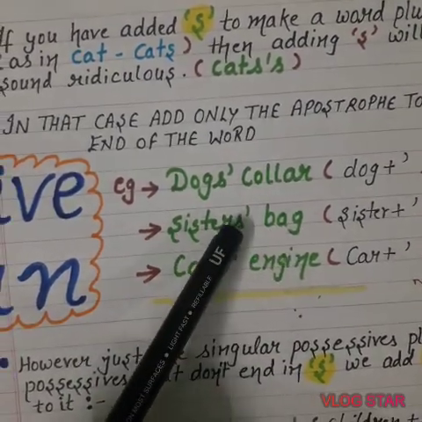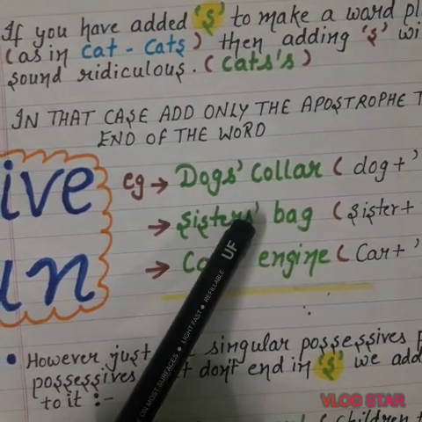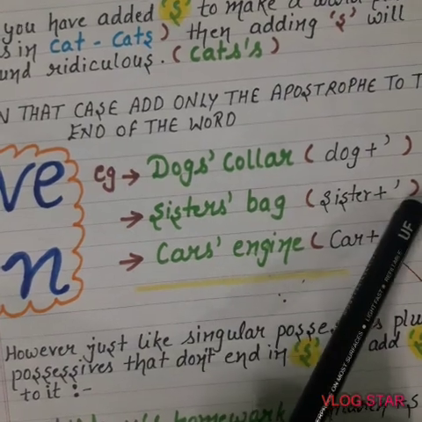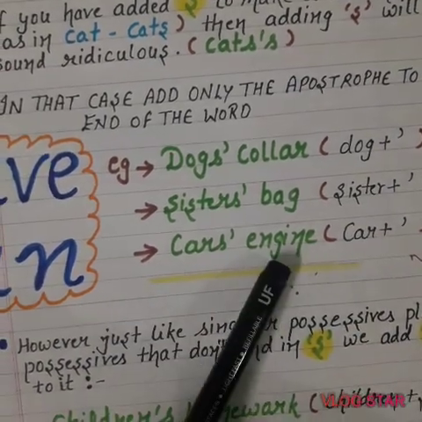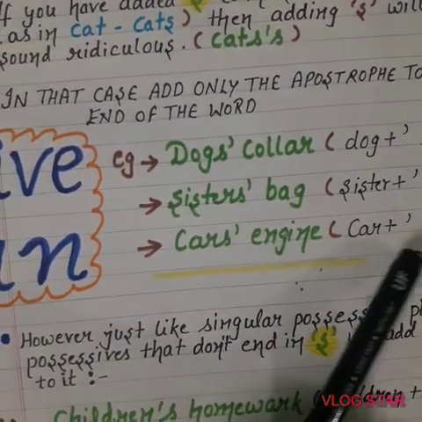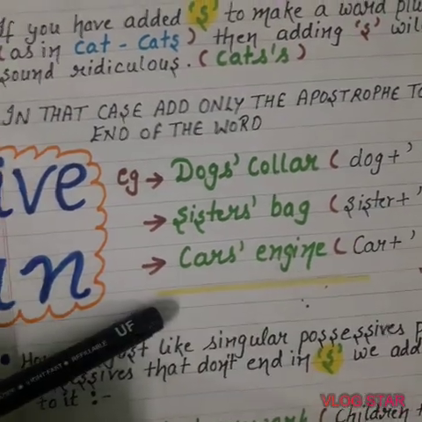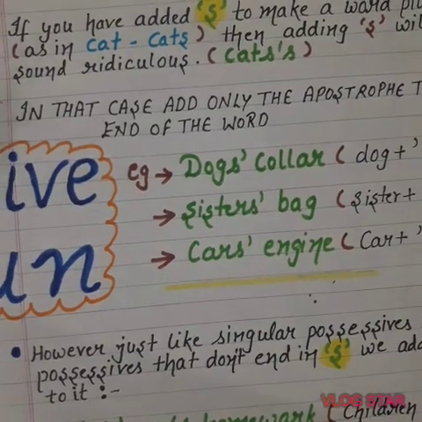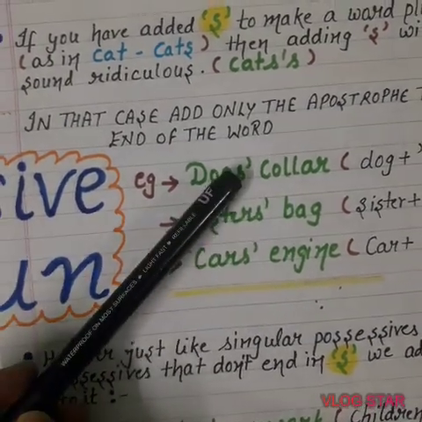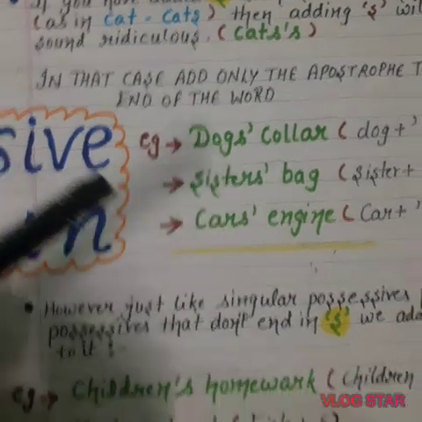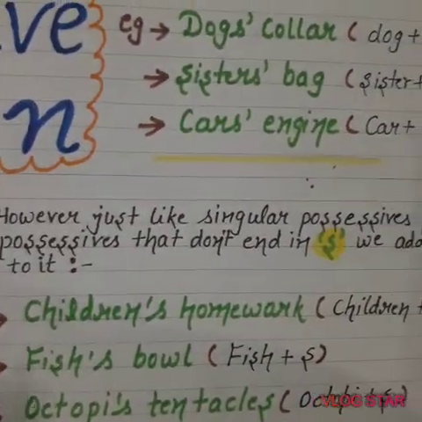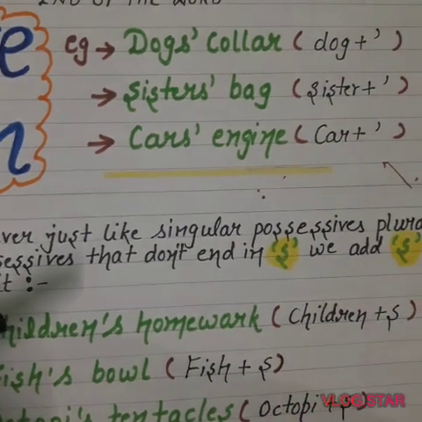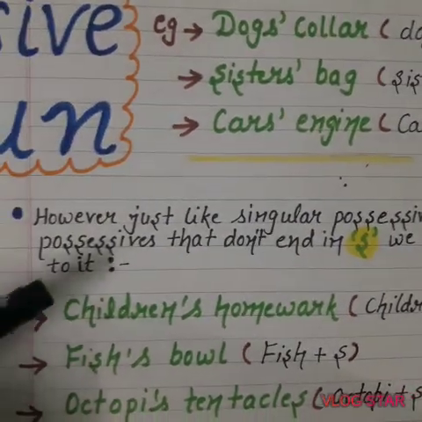Sisters' bag, no need to add s because s is already given. So sisters' bag, sisters plus apostrophe. Cars' engine, cars plus apostrophe. So to say, if a noun is given in the plural form, you just have to add an apostrophe. However, just like singular possessives, for plural possessives that don't end in s, we add 's to it.